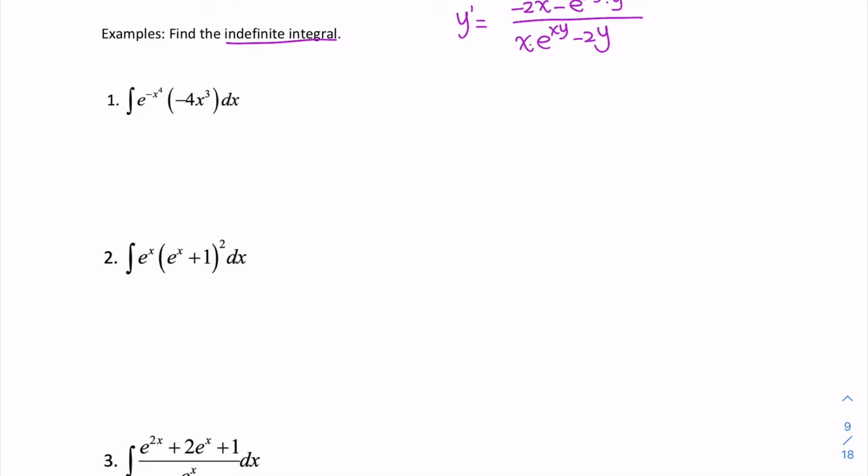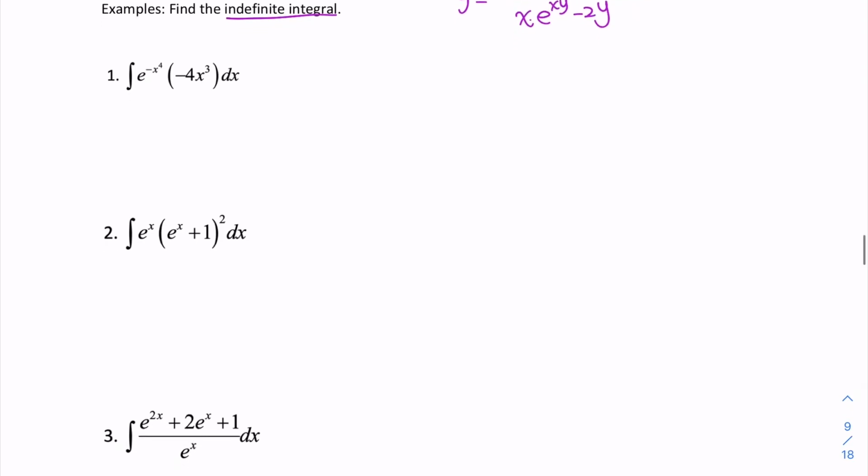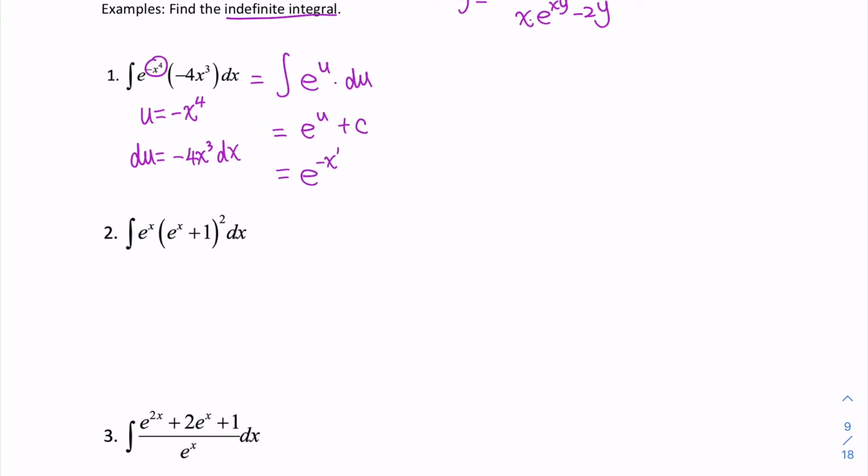Next, I'm going to show you some examples. How do we use u substitution to solve antiderivatives of exponential functions? For example, this one. We're going to define our u equals negative x to the fourth. So du equals negative 4x cubed dx. So this problem will become the integral of e to the u du, which gives us e to the u plus c. Now we replace u using negative x to the fourth plus c.